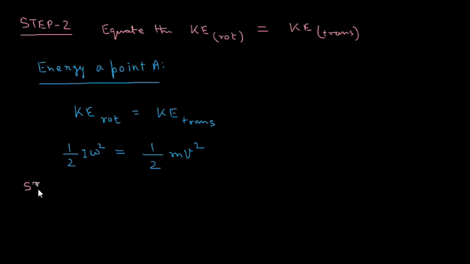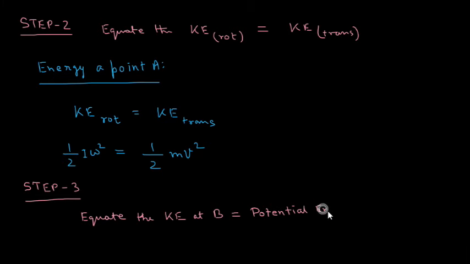in step 3, we will equate the kinetic energy at A with the potential energy at B. That is, kinetic energy at A is equal to potential energy at B. So let us do that.